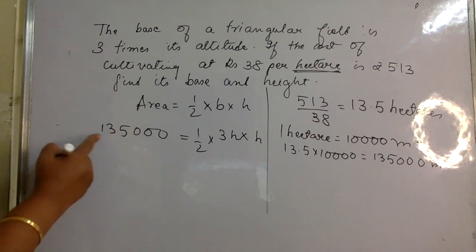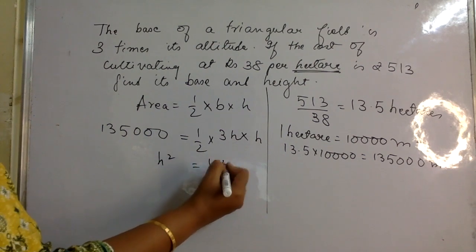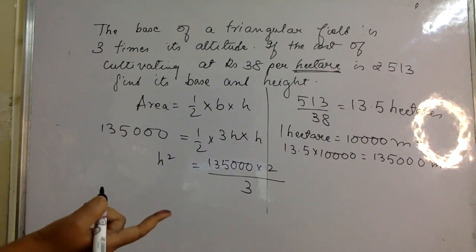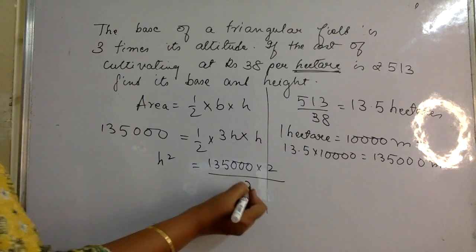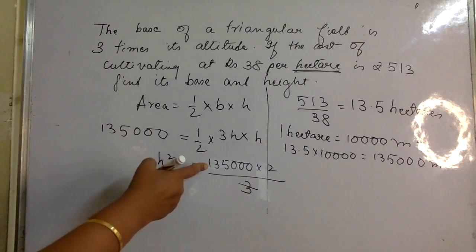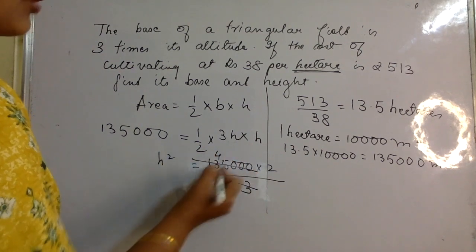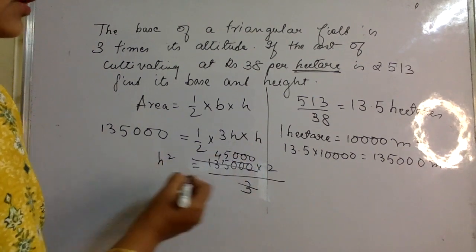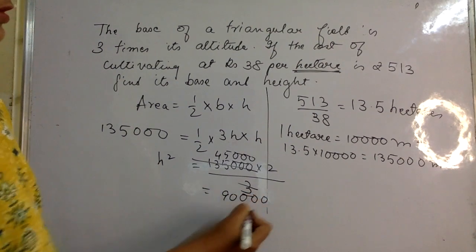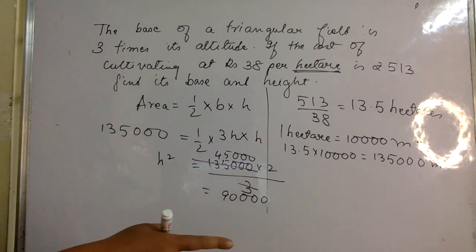So here this is h square. I get an h square equals 135,000 into 2 divided by 3. I can rewrite the equation like this. How do I know it goes by 3? Because I am checking with the test of divisibility. So 3 4s are 12 and 3 5s are 15 and 3 zeros. That gives me 90,000. Yes, 90,000. 45 into 2 is 90 and then put the 3 zeros.